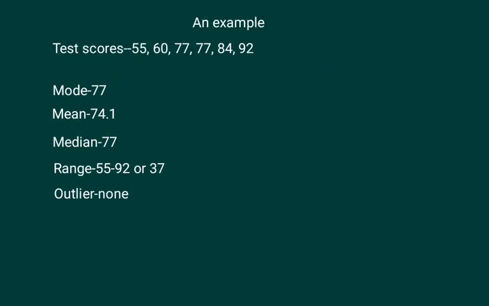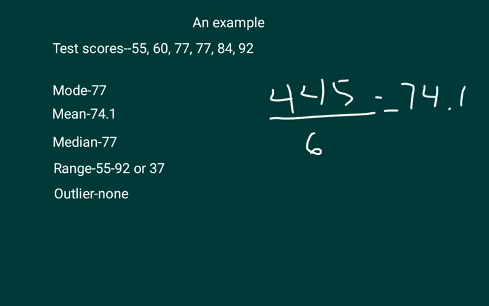And we'll finish up with an example. Suppose you had, I'm putting them all together, test scores of 55, 60, 77, 77, 84, and 92. The mode is the number that occurs most often. In this case, there is one. It's the 77. It occurs twice. The mean is the average of the scores. And in this case, if you added them all together, you would get 445. And 445 divided by 6 doesn't come out to be a whole number. It's 74.1, and there's even some left over after that, but rounded off to the nearest tenth, it's 74.1.